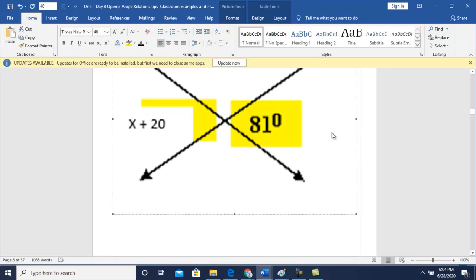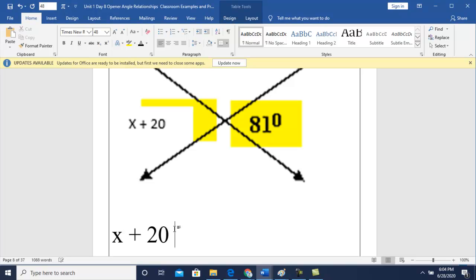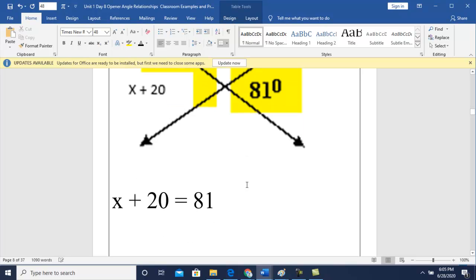Our goal is to solve for x. We have x plus 20 on the left side, and 81 degrees on the right side. One of the skills we need is to be able to set up a linear equation. We know that x plus 20 is the left angle, and the right side is 81. Now we're going to use our algebra skills to solve for x.